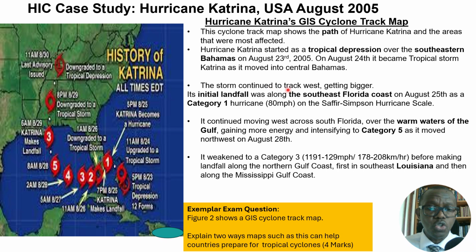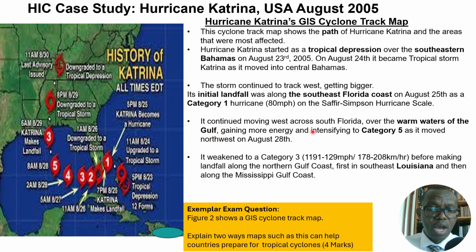As the storm continued to track west, it got bigger, making its initial landfall along the southeast Florida coast on the 25th as a Category 1. So that is in this area here. Now, that is when it's initially classified as a hurricane. So over here, it was a tropical storm, but now it becomes a hurricane and it's now at Category 1. And a Category 1 hurricane has speeds in excess of 80 miles per hour on the Saffir-Simpson scale.